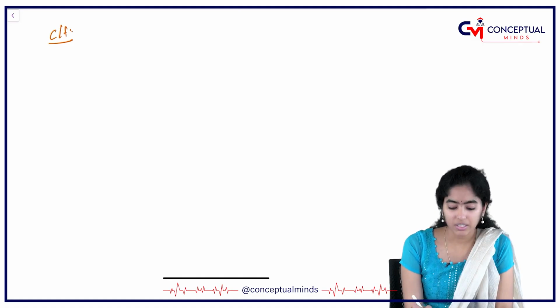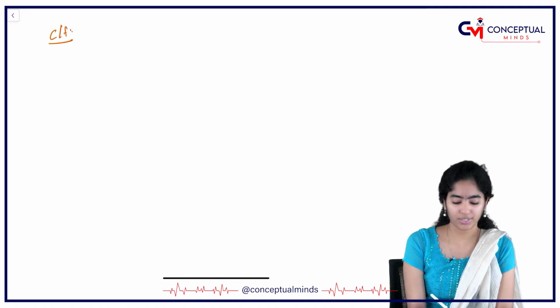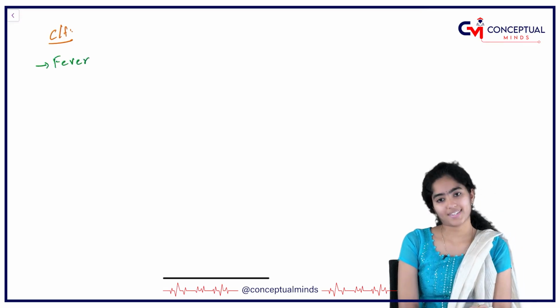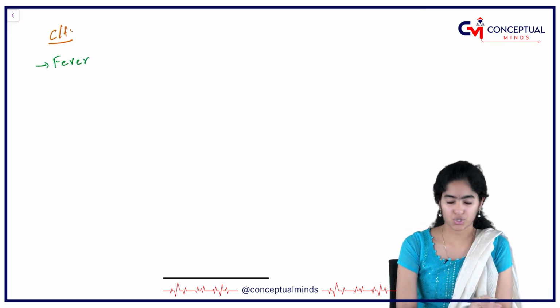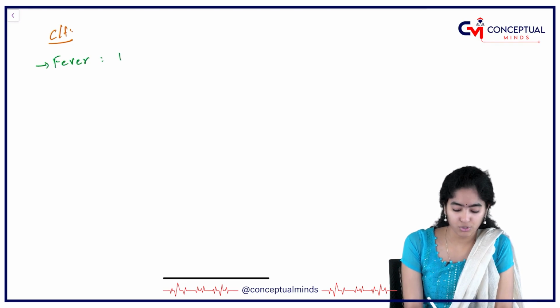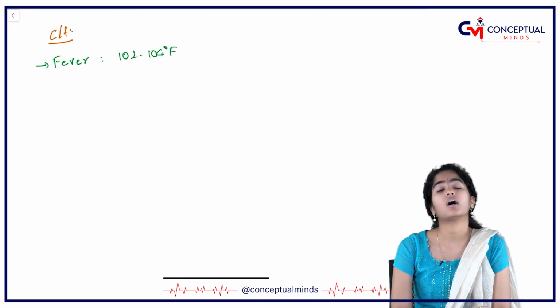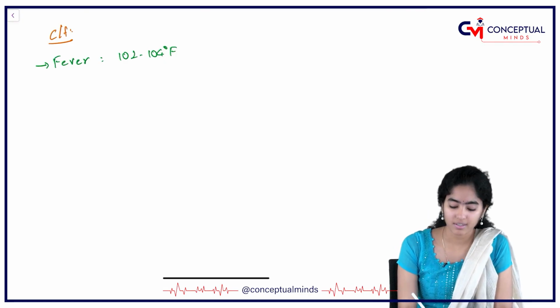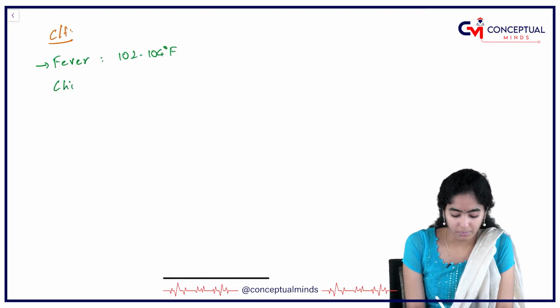Now, the first and the earliest feature that is usually found is fever. Because it is an infective condition, fever is usually present, and a fever in the range of 102 to 104 degrees Fahrenheit is observed. This is generally the first symptom experienced by the patient, and this fever is usually accompanied by chills and rigors.